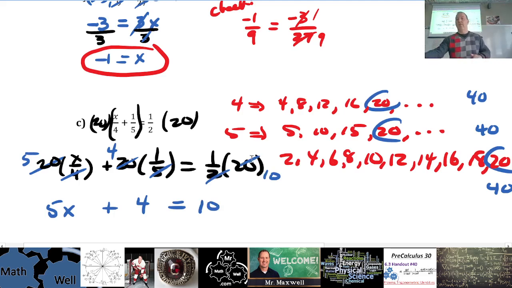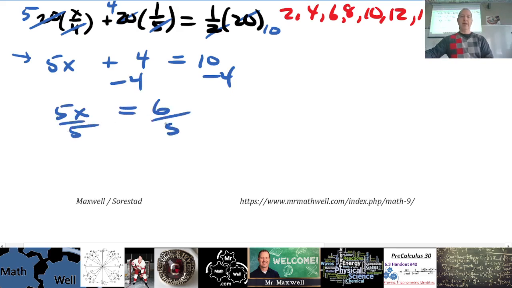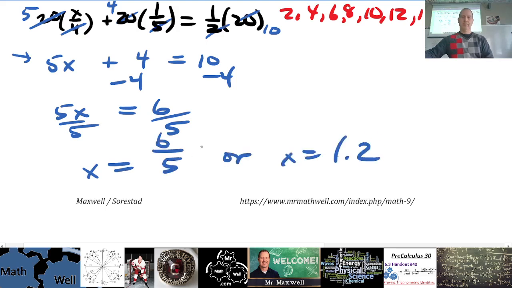Now that seemed like a lot of work. This will get quicker as you run some of these multiples in your mind. This will get a lot quicker, okay? But we want to end up with an equation like this, because this one's pretty easy to solve, right? So we'll subtract 4, and I've got 5x equals 6, and divide by 5, x equals 6 over 5, or x equals 1.2.